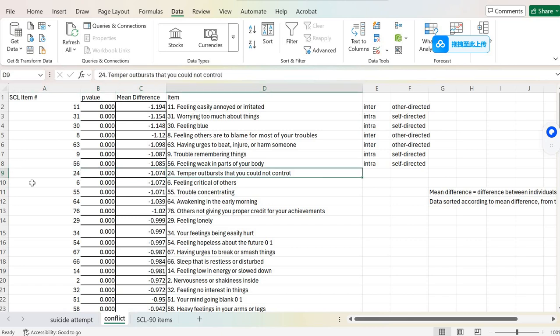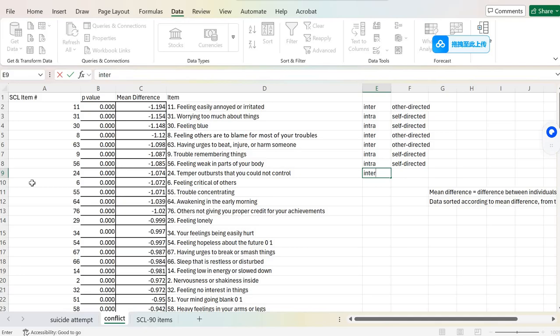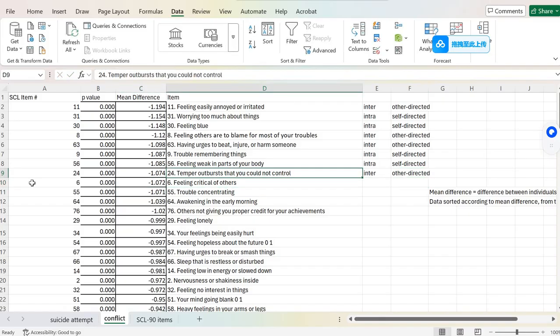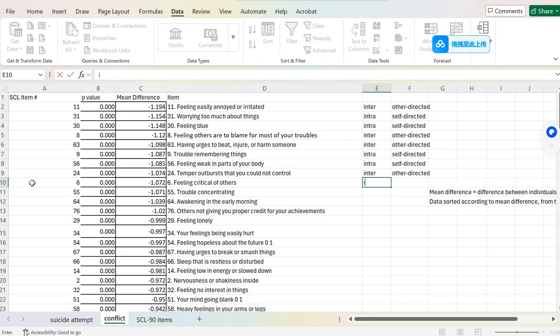Temper outbursts you could not control. Oh, yeah, temper outbursts, that's other-directed. Interpersonal, it's other-directed. I have temper outbursts. I yell at people. I verbally abuse them. Feel critical of others. That's interpersonal, other-directed.